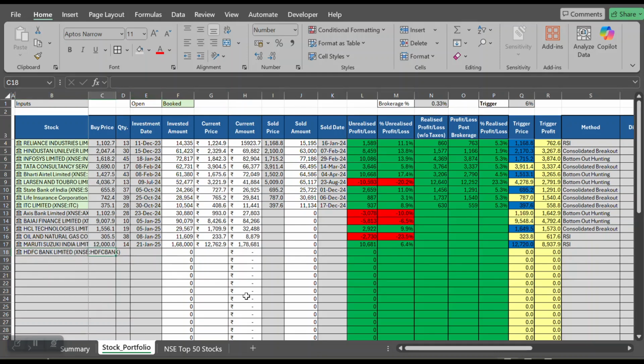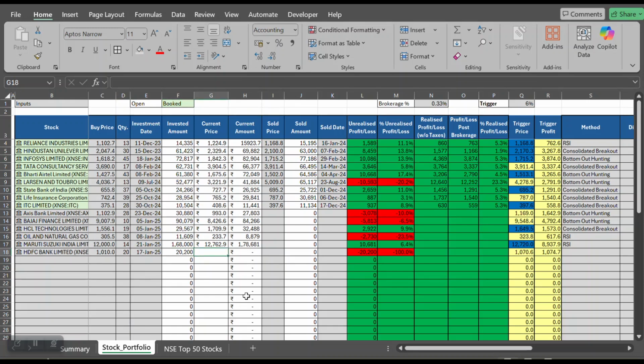The second information I need to fill is what was the investment price. Let's assume I bought this share at 1010 and assume I have bought 20 shares of this a month back, let's say 17th of January 2025. Now it automatically calculates the investment or invested amount.